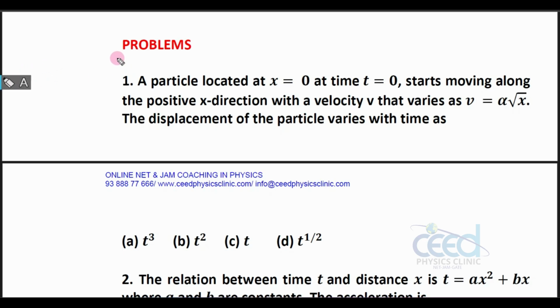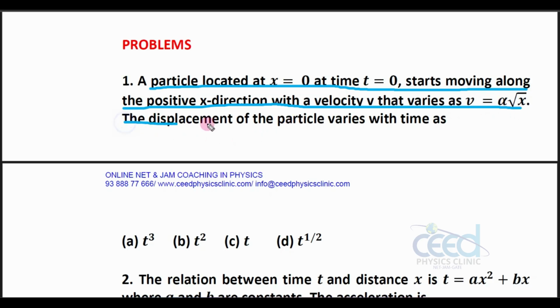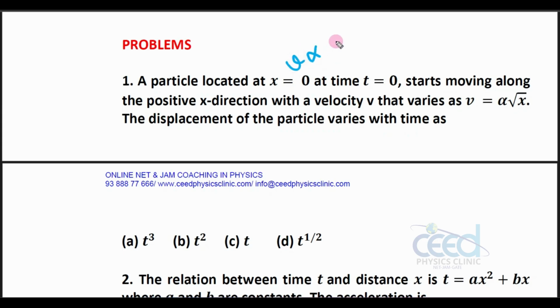Right. So, first problem: a particle located at x equal to 0 at time t equal to 0 starts moving along the positive x direction with a velocity v proportional to alpha root x. How does the displacement of the particle vary with time? So here it is given that velocity is equal to alpha root x.